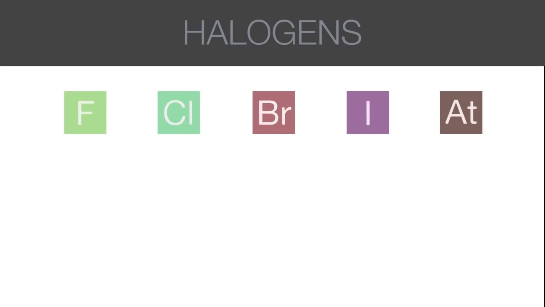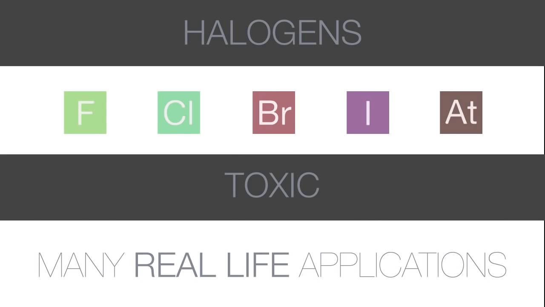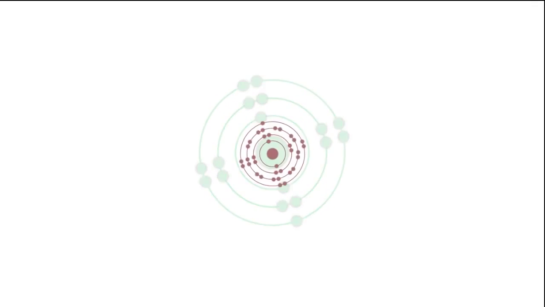Halogens in their elemental form are toxic, though their compounds have many real-life applications. The halogens all have 7 electrons in their valence shell and can accept 1 electron to form an ion with a -1 charge. Moving down the group, atomic radii increases by 1 electron shell.